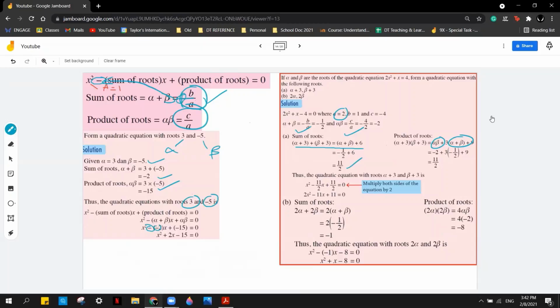Now you see 2 alpha and 2 beta. For the sum of roots, 2 alpha plus 2 beta, factorize the 2 out, then substitute them and get the answer. When you multiply them, it's quite direct and you can get this answer. Finally, just put it into the equation and get this. So always remember, this formula is actually very, very important.